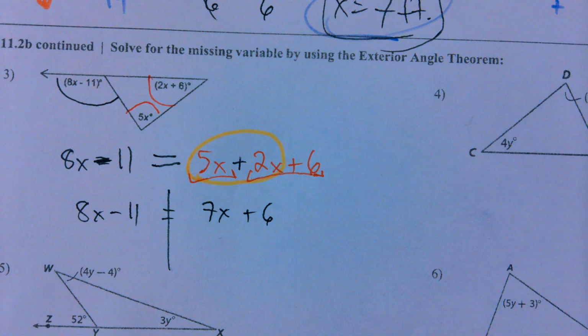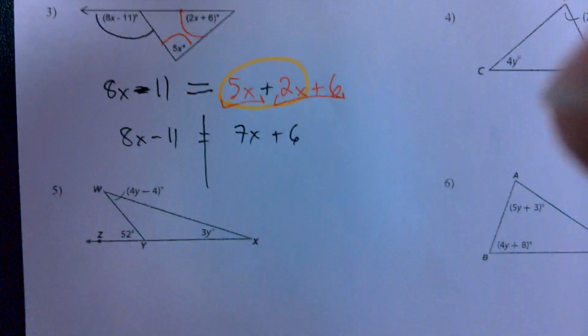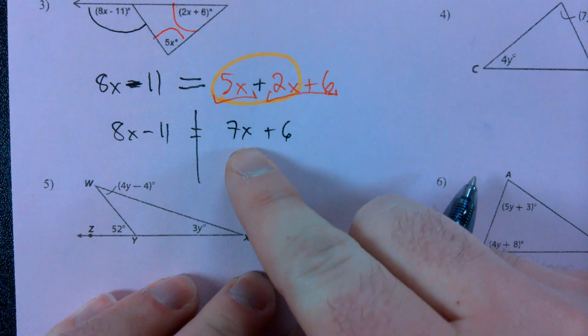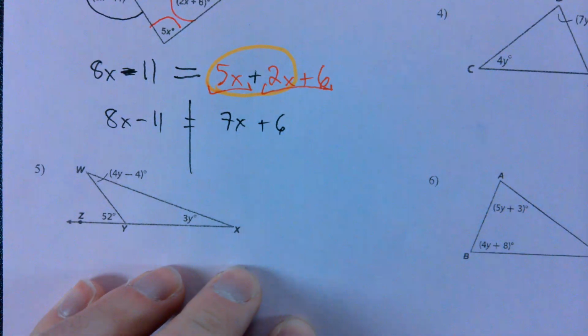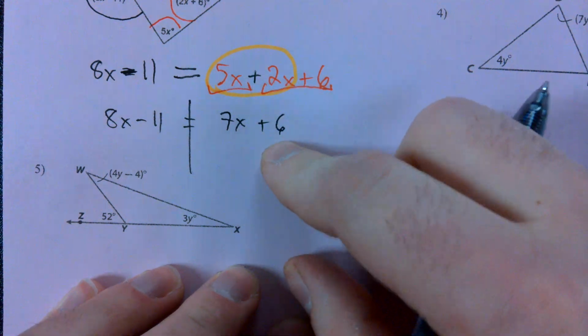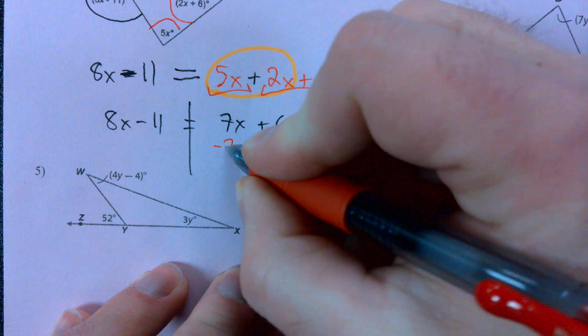Now that we've got a variable term and a constant term on each side, we're going to do some inverse operations, right? What do we want to bring over to the left side? We want to bring the 6 over, or do we want to bring the 7x over? The 6? Now we could bring the 6 over. It would be totally fine if we did. But I'm going to bring the 7x over, and here's why.